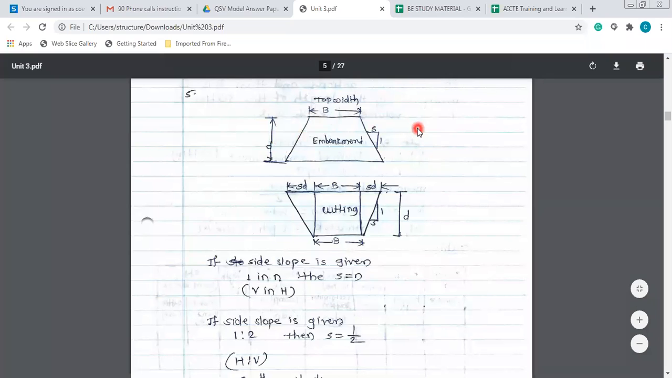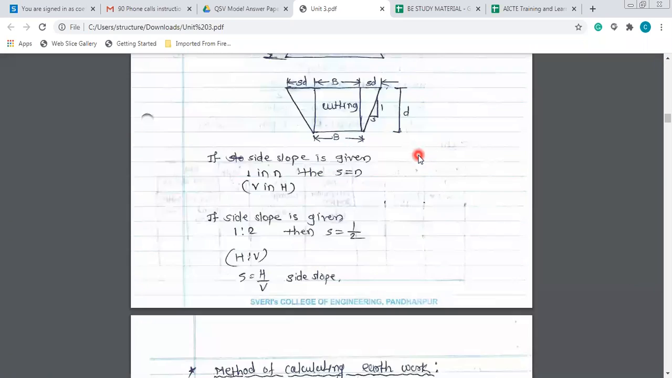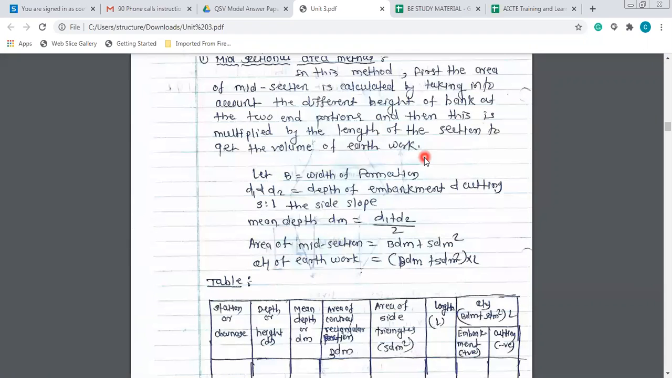Okay, height of the end portion, or it may be the depth of the end portion. Okay, end portions, it may be D1, you can use the notations D1 and D2. So likewise we have to consider. Here we are calculating the mean depth. How are we going to calculate the mean depth? Mean depth equals D1 plus D2 divided by 2.